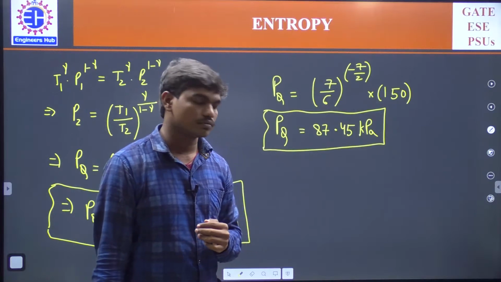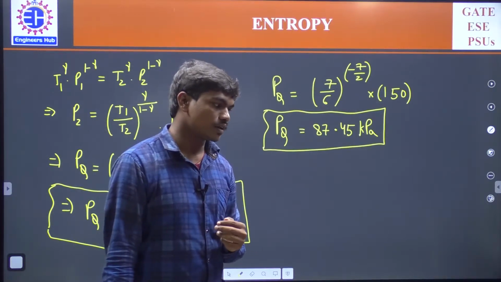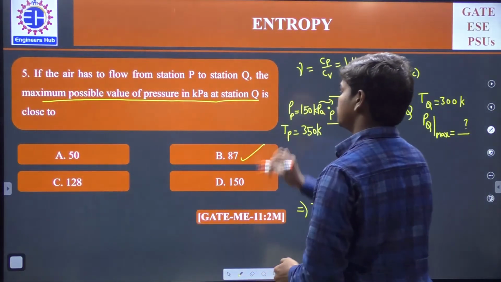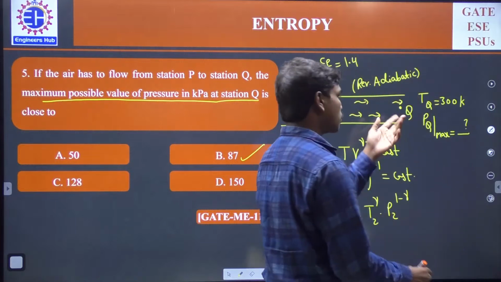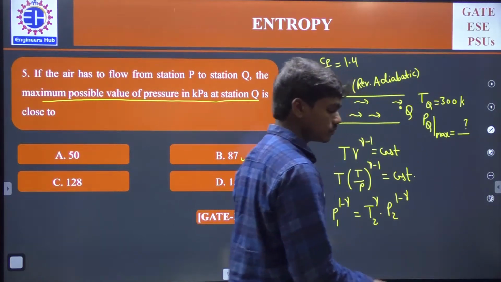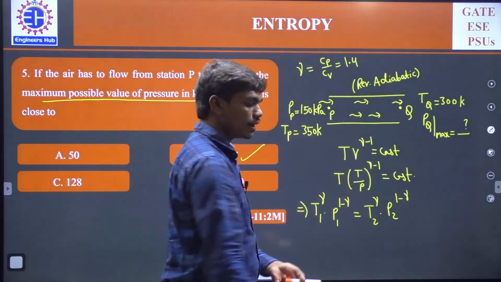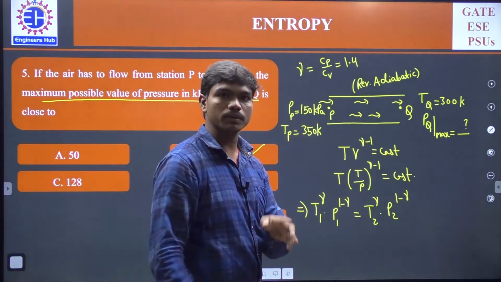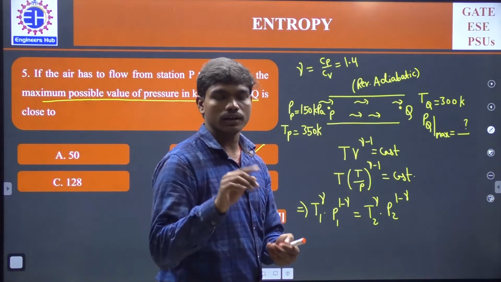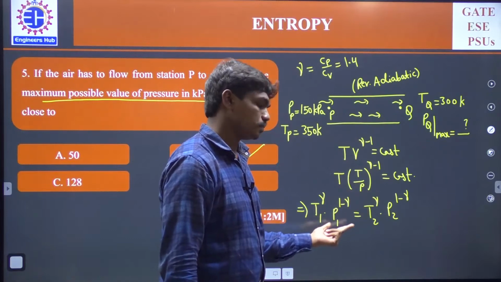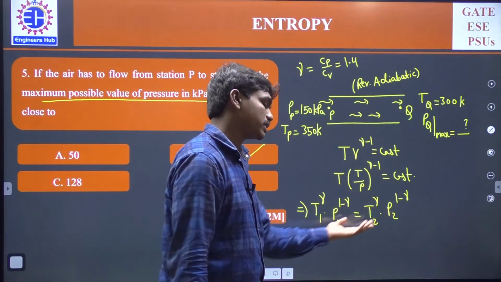Clear to all of you? So the correct answer for this is given as 87 here, close to that, 87.45. Basically this comes from the entropy formula. Correct? You can also use, for a reversible isentropic process, dS equal to 0. So if you equate again, you will get the same expression, T P power 1 minus this expression, basically.